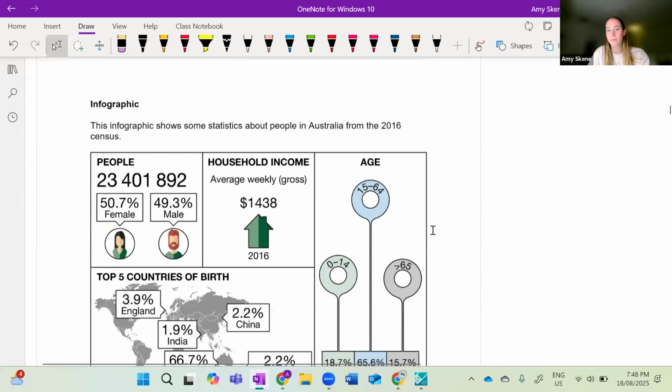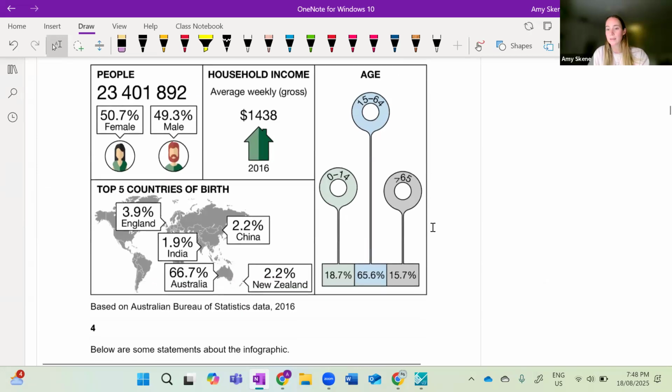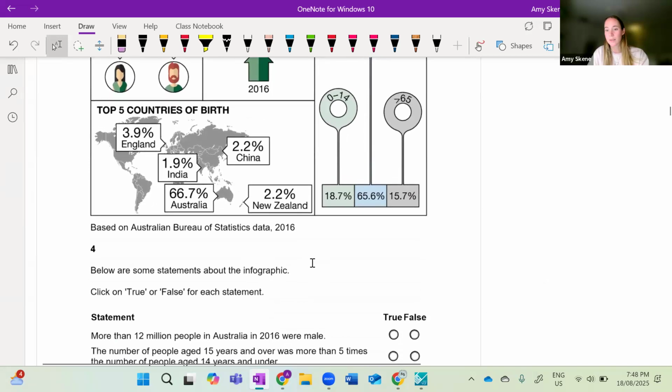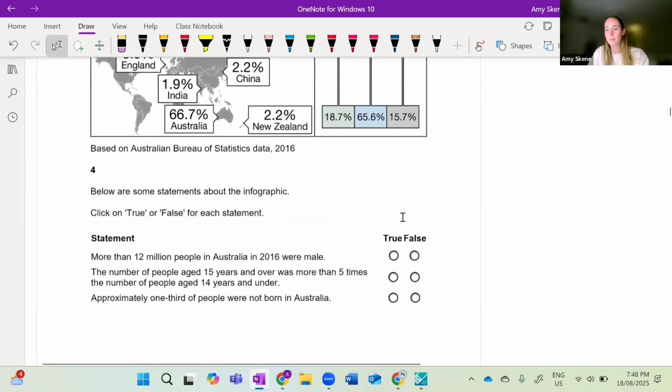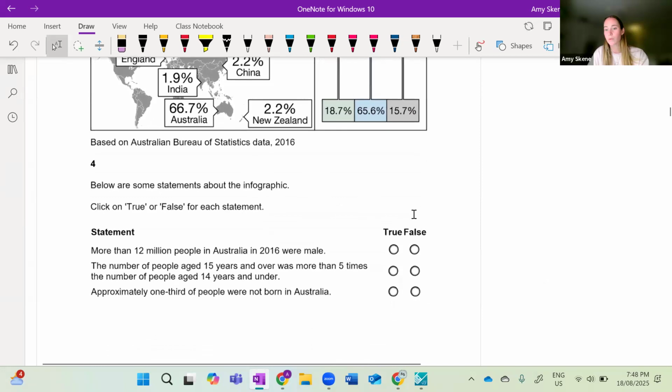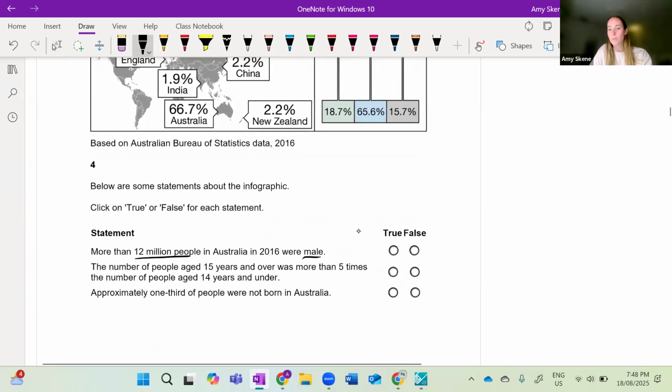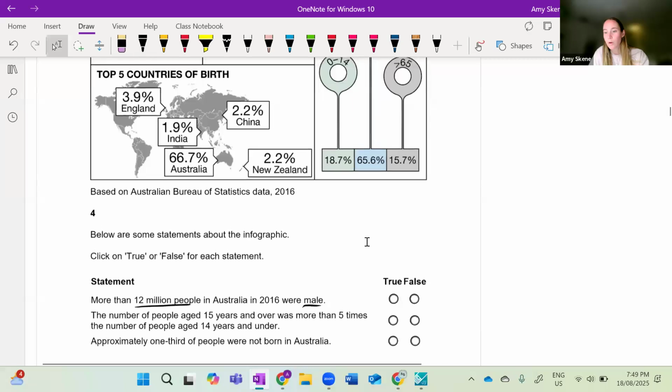All right, infographic. This infographic shows some statistics about people in Australia from the 2016 census, based on Australia Bureau of Statistics data 2016. Below are some statements about the infographic. Click on true or false. First one, more than 12 million people in Australia in 2016 were male. So male, more than 12 million.